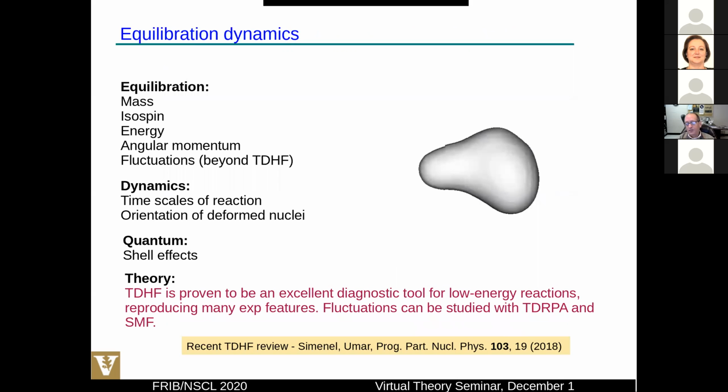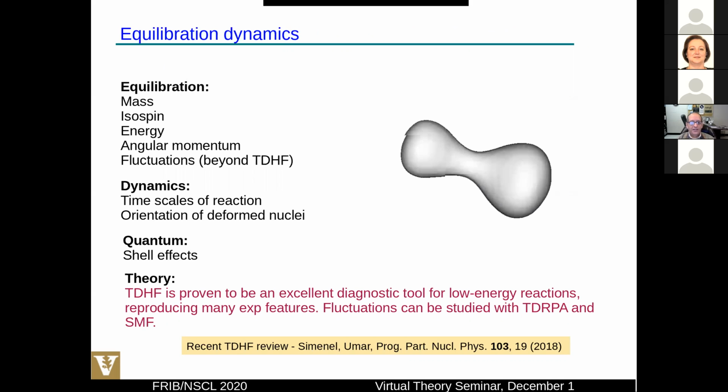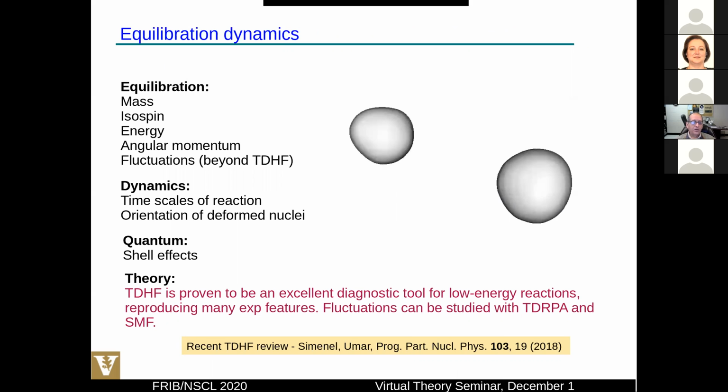Okay, so now that we have some basic knowledge of the tools that we use and what goes into them, let's start discussing equilibration dynamics. We are going to be looking at equilibration of mass, isospin, energy, angular momentum, and fluctuations. And the fluctuations, of course, require us to go beyond the mean field. As we said, that gives us the single path. To discuss fluctuations about the average value, you need to go beyond TDHF.